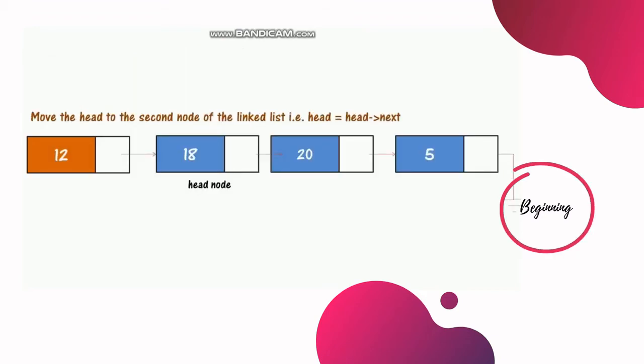The next step is to move the head to the second node of the linked list. That is, we are updating the value of head with the next of head, that the current head.